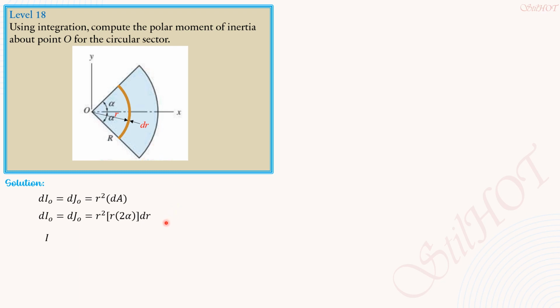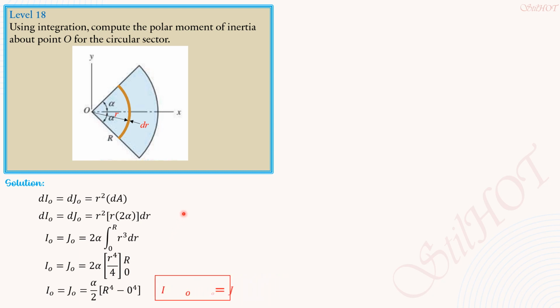So IO or JO is the integral of 2 alpha times the integral of r cubed differential r. So IO equals JO equals 2 alpha times r to the fourth over 4 from 0 to capital R. So obviously it is alpha R squared over 2. So IO equals JO equals alpha over 2 times (capital R to the fourth minus 0 to the fourth). So it is alpha R to the fourth over 2. So that's it.